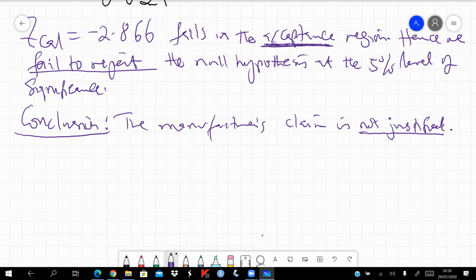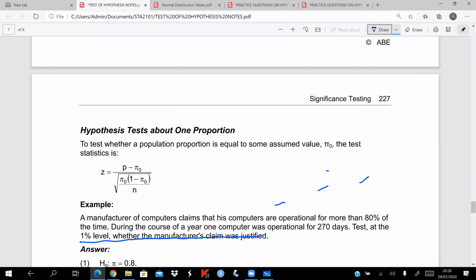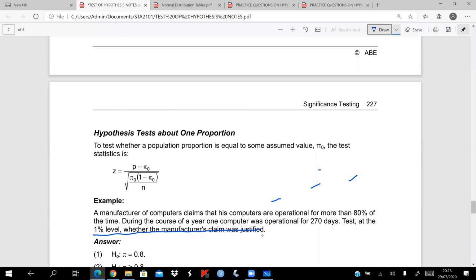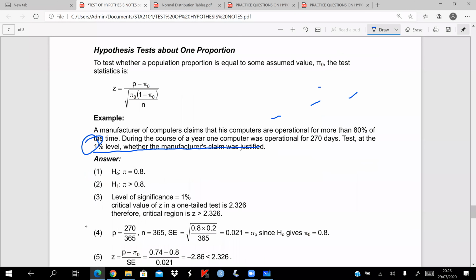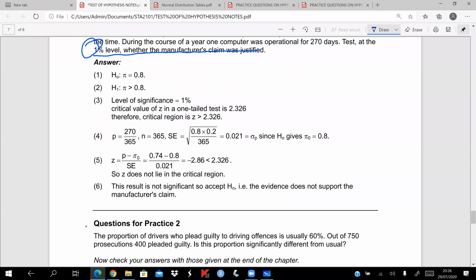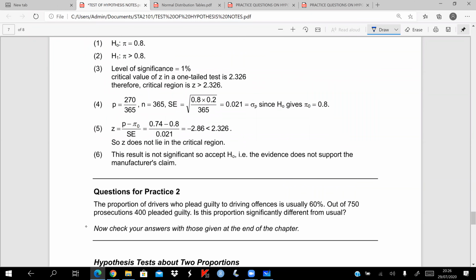The answer should be in simple, layman's language, not in statistical or technical language. So that is it. Please repeat that example using 1%. And for your practice, you can even use 10%, which we have not used anywhere, and check how the decision changes. There's some homework here.